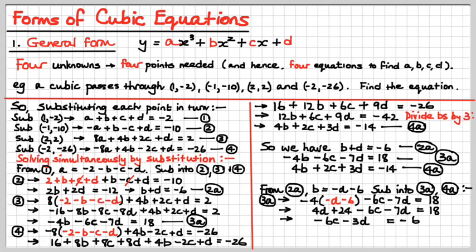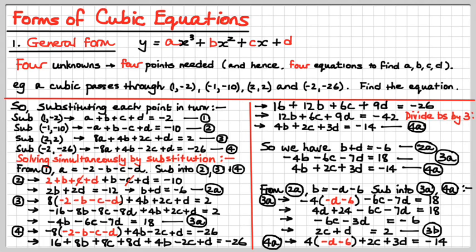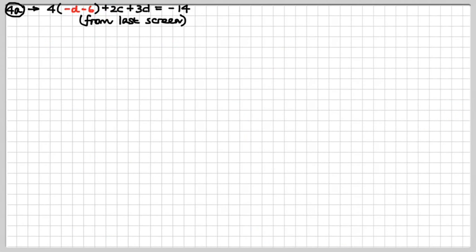Cleaning it up, you get, and cleaning up a bit more, you get that. Now that's 3b. Okay, 3b. Now I've got to do the same thing in 4a to get to 4b. You get the process. I've got to go over the screen now. Yes, so that's from last screen. Here we go, cleaning up, and we get that equation.